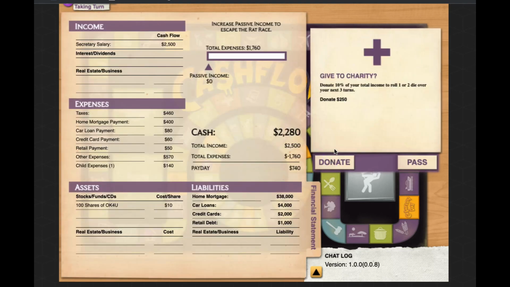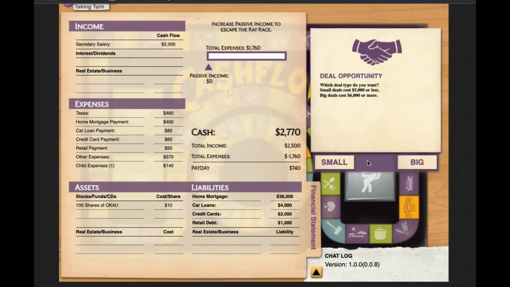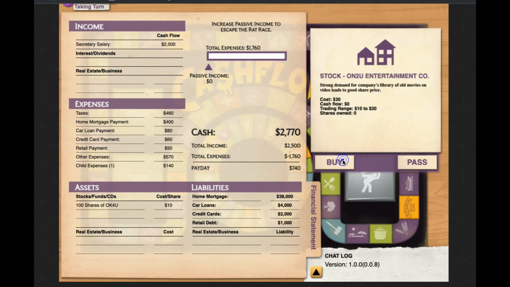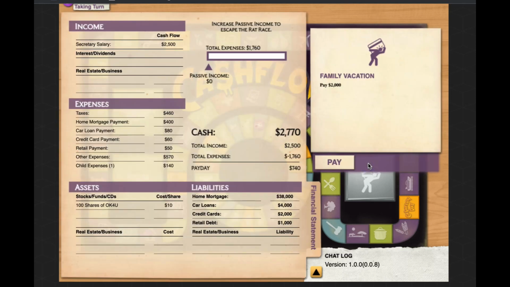Okay, great, a charity. So I get to donate 10% of my total income, and I get an extra die. So I just pay $250. You'll see this in the next turn. 2 dice, and I can go twice as fast. So let's do a small deal. On to you. I don't own it. It's just another stock. We'll do 2 dice. Sometimes you go a little bit faster.